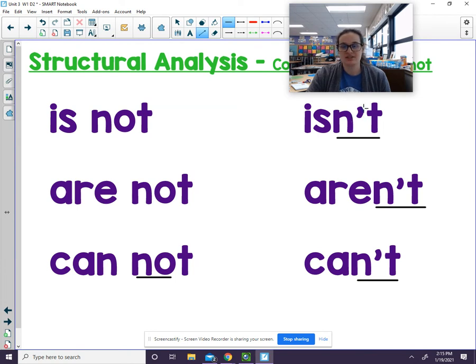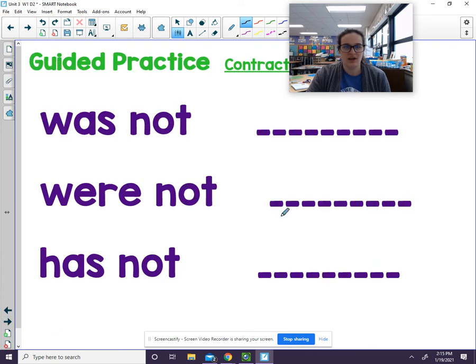So again, notice that when we have a contraction with not, we get rid of the O and add an apostrophe. Okay? We get rid of the O and we added an apostrophe. And in this case, you get rid of the N and the O and add an apostrophe. Okay, we're going to do that with these words here. So we have was not. The new word will be wasn't. So how should I write that?